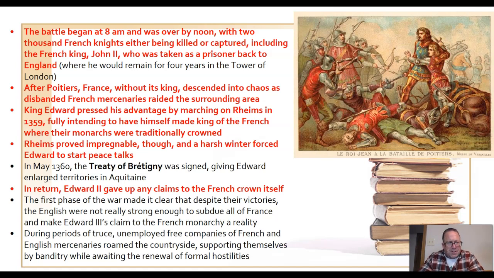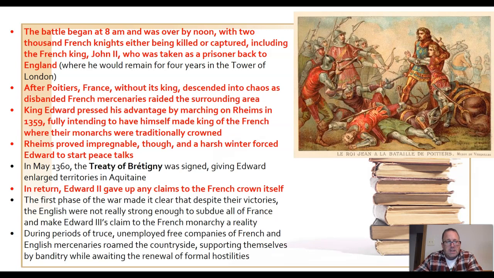So eventually they reach terms in what is called the Treaty of, that word right there, okay? And so what does this treaty do? Well, it does a couple of things. It gives the English a whole bunch of territory down there in the southern part, like from Aquitaine, it just enlarges their territory there. And then in return, the English king, the second, wait a minute, that ain't right. That's Edward III. It shouldn't be second. Edward III gives up his claim to the French crown.